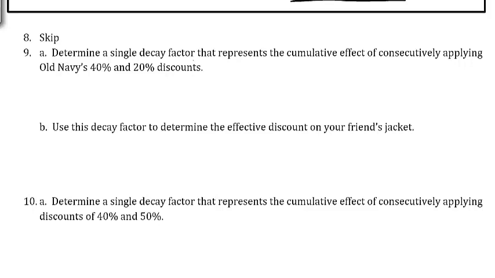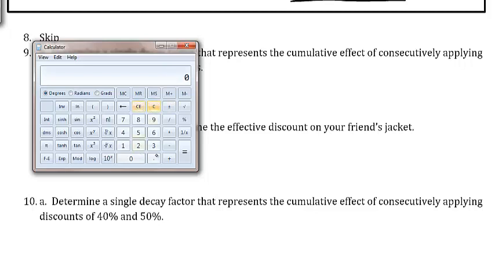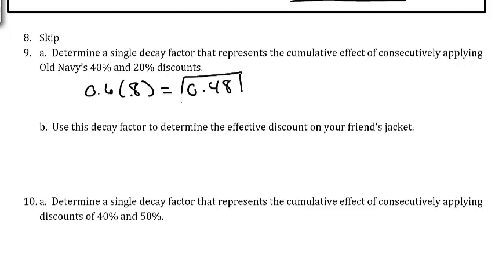Now we're going to determine a single decay factor that represents the cumulative effect of consecutively applying Old Navy's 40% and 20% discounts. So the 40% was 0.6 for a decay factor, and the 20% reflects a decay factor of 0.8. So when we multiply these together, 0.6 times 0.8, we end up getting 0.48. So this is the decay factor, and so that's the part that's remaining. The discounted price is going to be 0.52, and so use the decay factor to determine the effective discount on your friend's jacket, and so that would be 52%, not the 60% that she had originally thought.